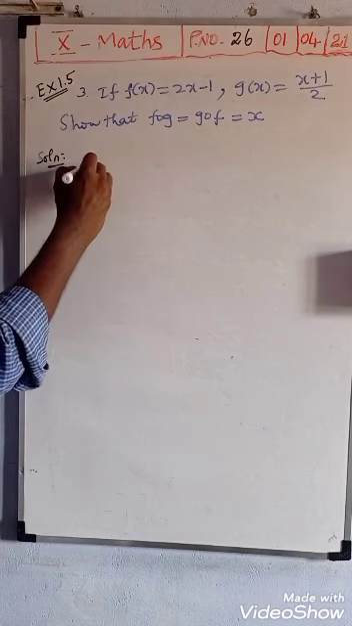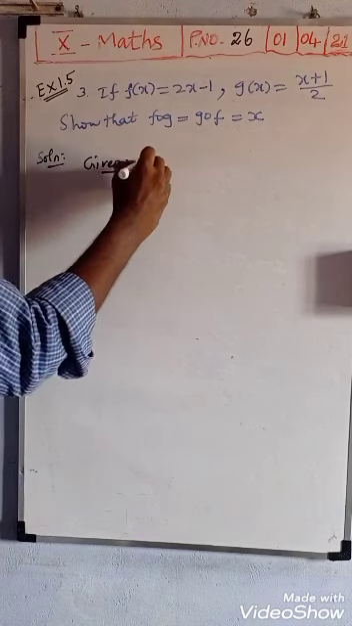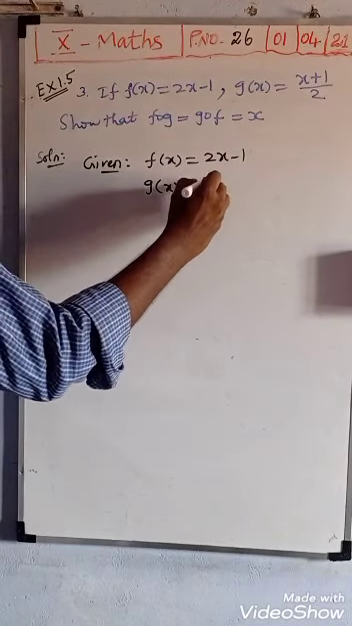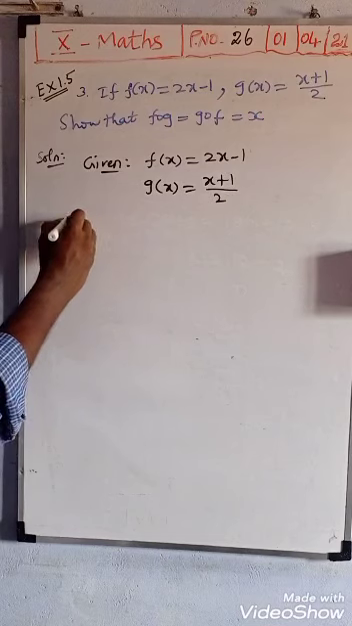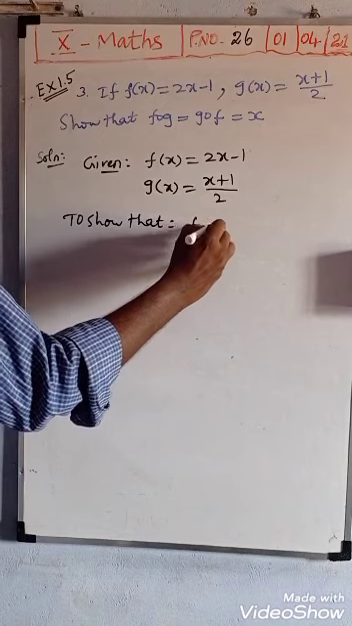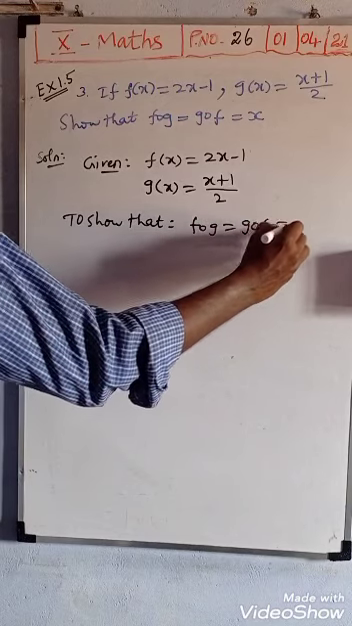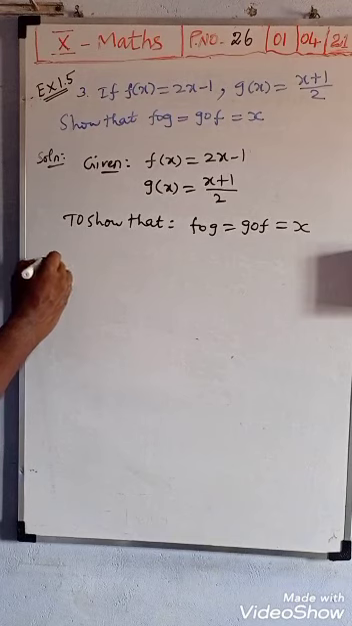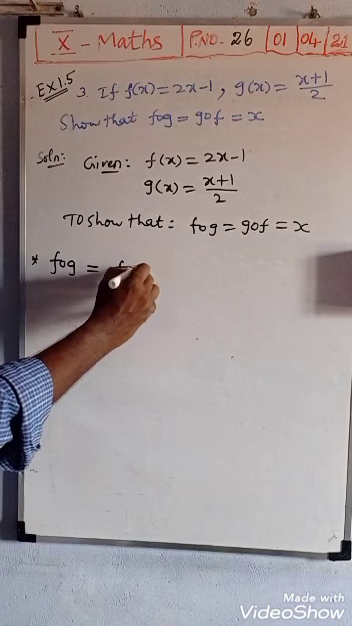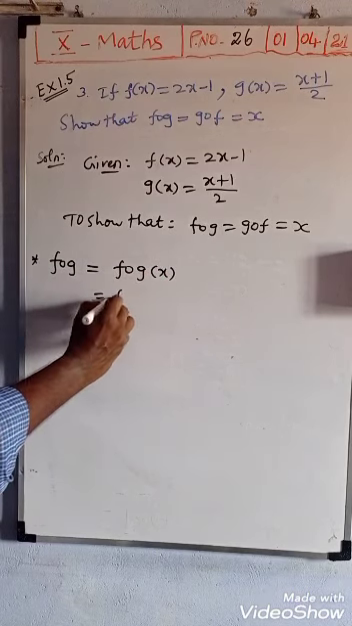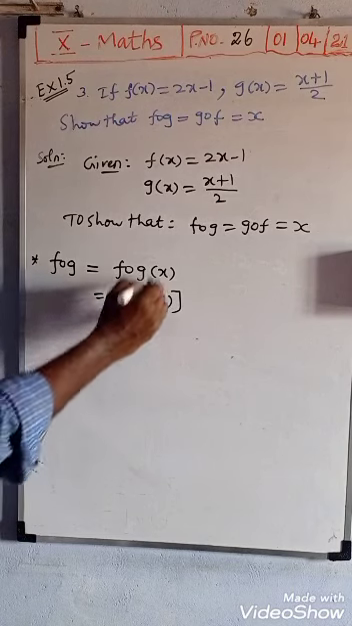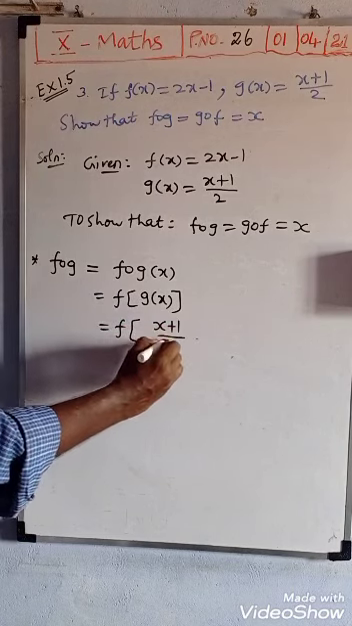First, the given functions: you should write f of x is equal to 2x minus 1, g of x is (x plus 1) by 2. So we want to show that f composition g equals g composition f equals x. Now f composition g we want to find first. So f composition g of x we can write as f of g of x. Now g of x is given as (x plus 1) by 2.